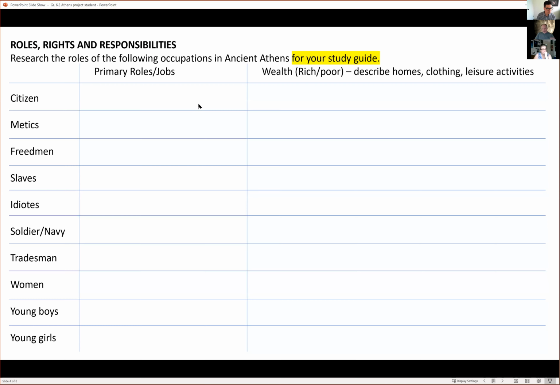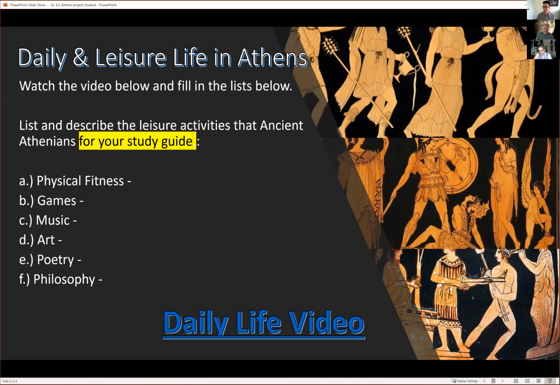We've broken down some of the weeks into assignments, and we gave them this template of, okay, tell me the primary roles and possibly the wealth or description of clothing, leisure activities of the following roles or citizens of ancient Athens. So this would be part of their study guide that they'd be working on, and we could quiz them on at the end of the week. Then we asked them about the leisure activities to get a little bit more of what it was like to live in ancient Athens. There's another video link there.